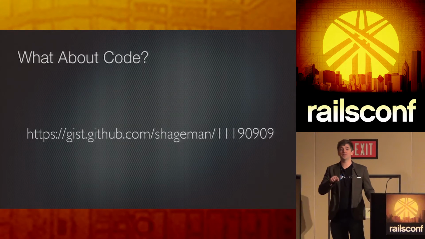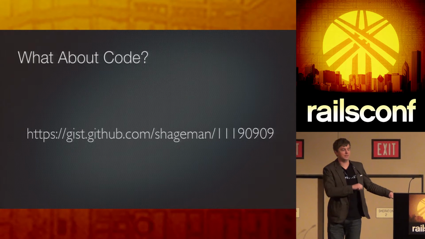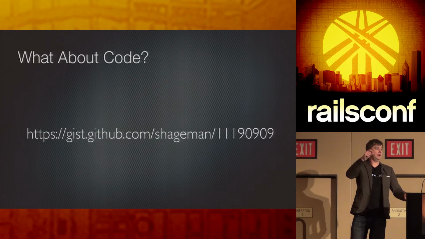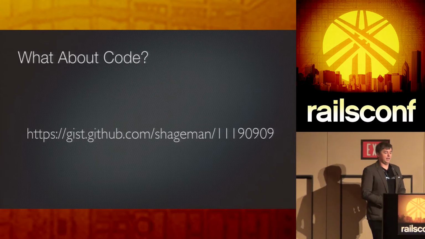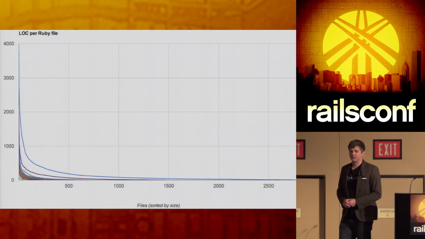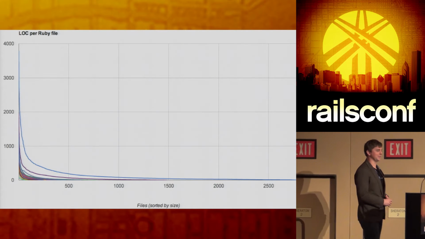I urge you to do the same. Now, you will not be able to tweet this because this lists all the Ruby files in your app by size. And when you do that, it looks about like this for these applications. Now, does that not look similar?